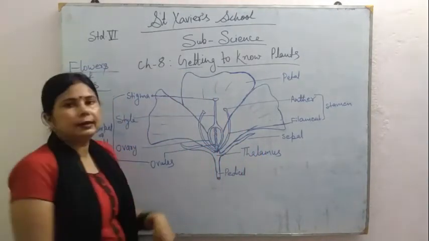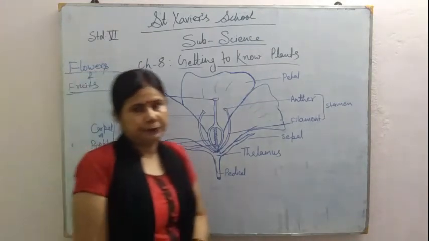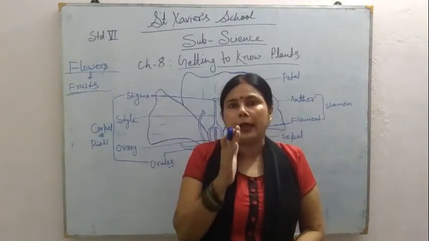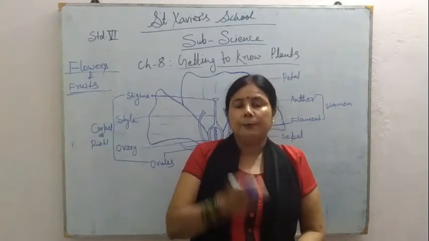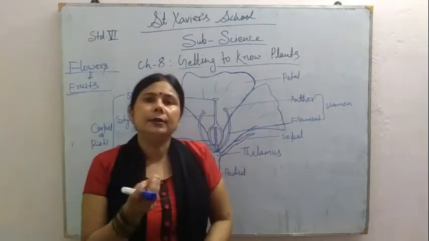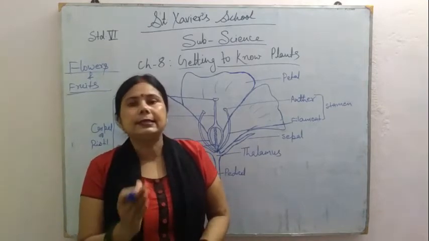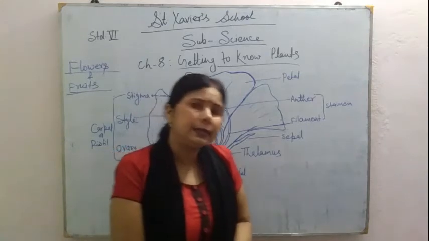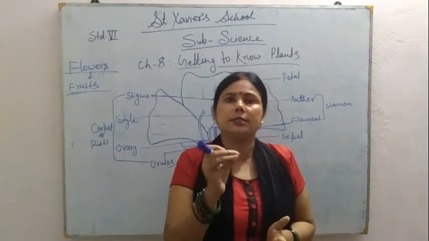Students, today we shall discuss the topic flowers and fruits. Students, a flower is the most attractive part of a flowering plant. Most of the flowers have a sweet smell, and with this smell, flowers can attract insects and other pollinating agents. There are some flowers which do not smell at all.